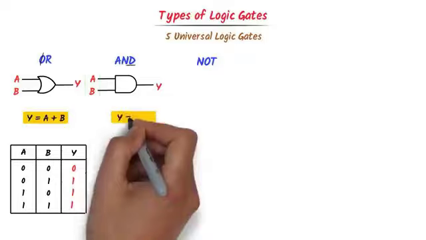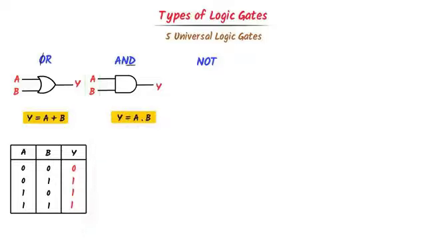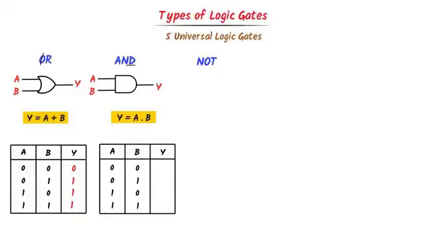I mean Y is equal to A dot B. So the AND gate multiplies A and B to give us an output Y. Now consider this truth table along with the possible values of A and B. What about the value of Y? Well, the AND gate multiplies the inputs. 0 into 0 is equal to 0, 0 into 1 equals 0, 1 into 0 equals 0, 1 into 1 equals 1. Thus this is the truth table of the AND gate.